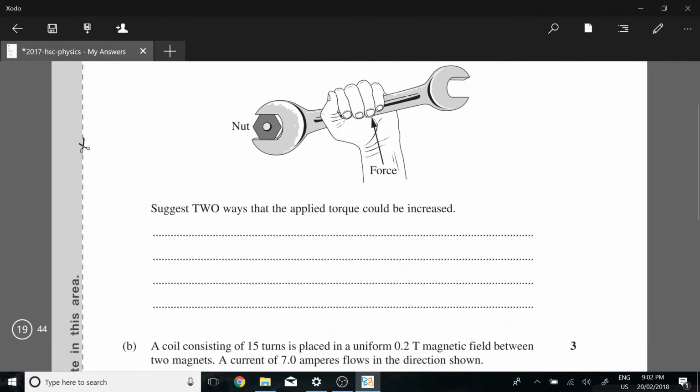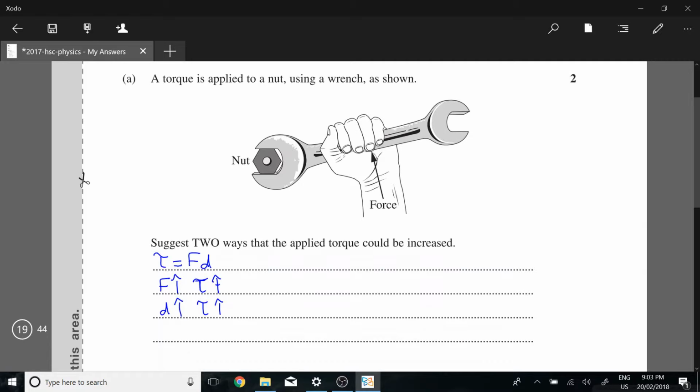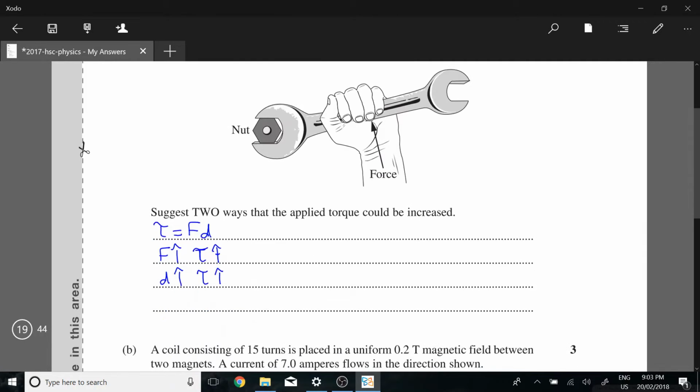Now, torque is the product of force and distance. So the higher the force, the higher the torque. If force goes up, torque (tau) goes up, and if the distance from the center, or distance from the rotation point, is increased, torque also increases. So this question is asking, suggest 2 ways that the applied torque could be increased.